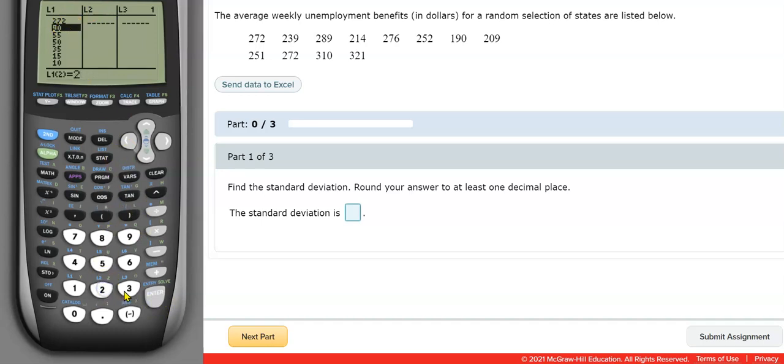And then 239, sorry. Make sure you don't make a mistake, because here a mistake will cost dearly. So 289 here, 214, all right, 276, 252, 290. All right, 209, 251.